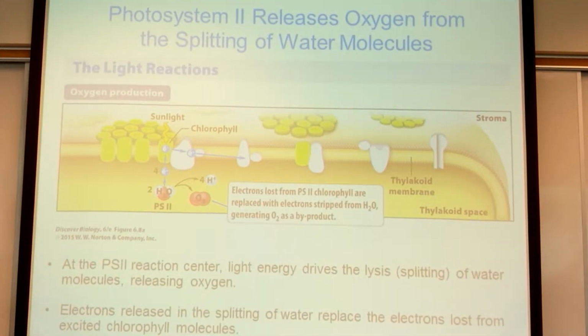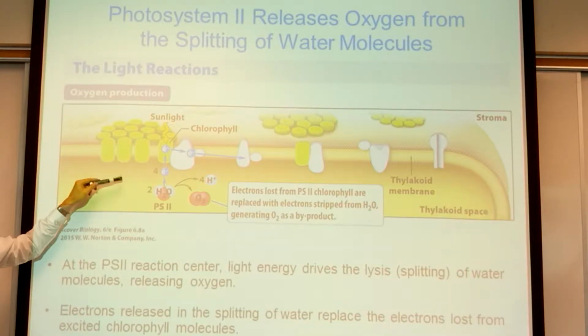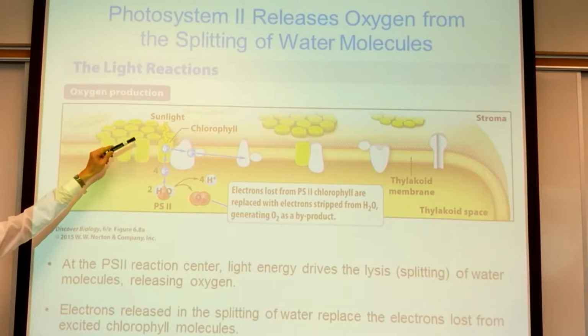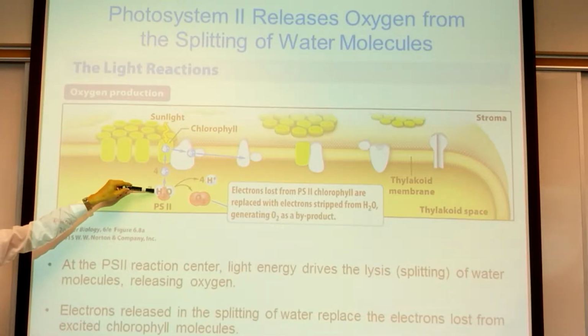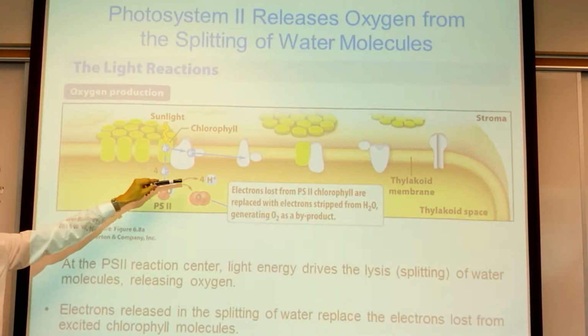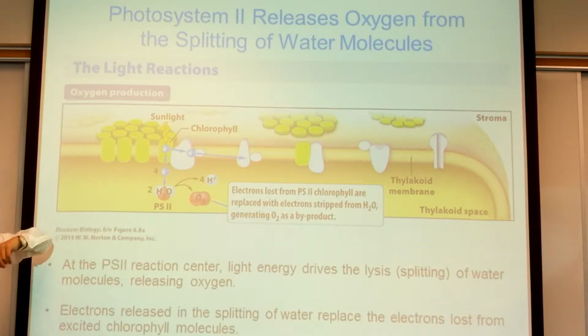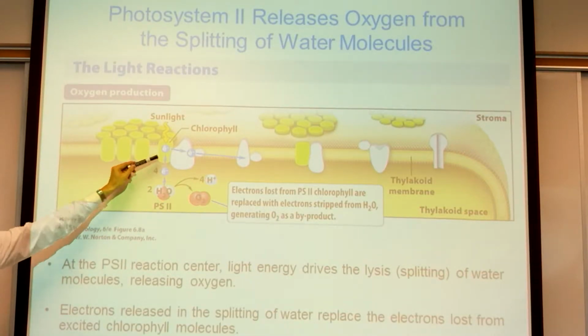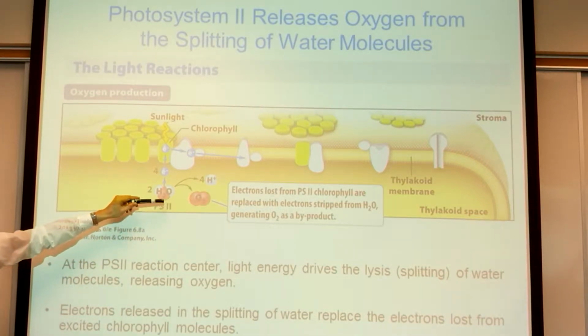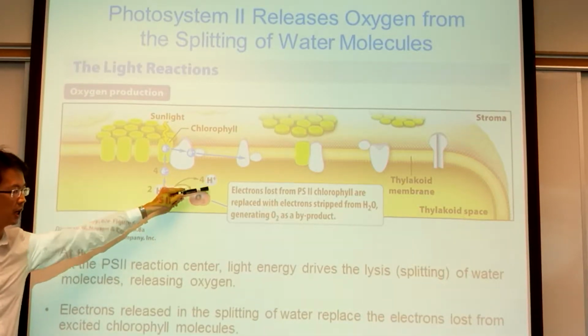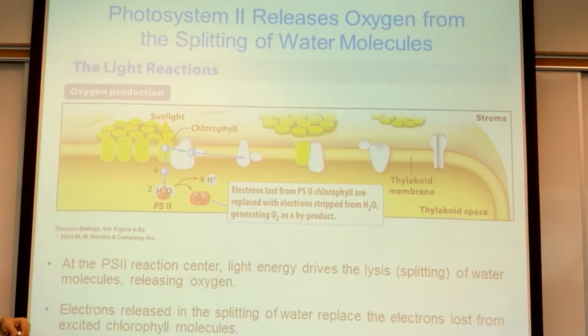So remember, this is photosystem 2. It absorbs sunlight so that it gains enough energy to split water into three things: oxygen, hydrogen ion, and electron. An electron will go through the electron transport chain, oxygen will be released to the air, and hydrogen ion will stay in the thylakoid space.